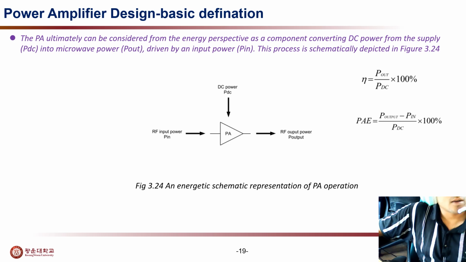And this is a symbol, or a very basic schematic, for a power amplifier. The power amplifier has RF input power and RF output power, and on the upper and lower sides there is DC power, PDC. The power amplifier can ultimately be considered, from the energy perspective, as a component converting DC power from the supply, PDC, into microwave power output driven by input power. This process is schematically depicted. This is the power amplifier.